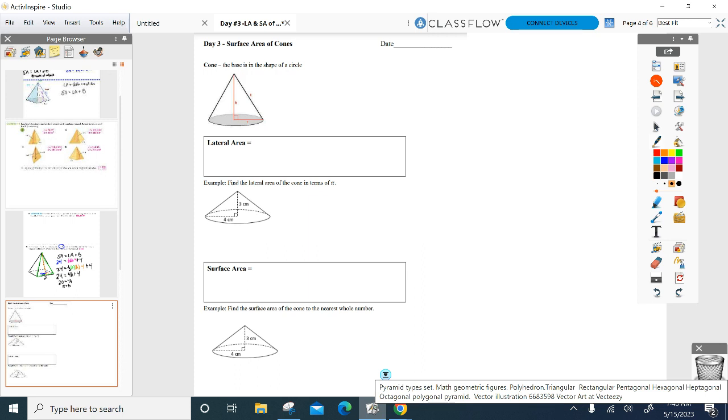Take a look at the diagram I provided. The height is just the same type of height as the pyramid. It comes from the apex. I don't even know if that's called an apex or not, I'm just making that up right now. Called the top, drop a perpendicular to the bottom.